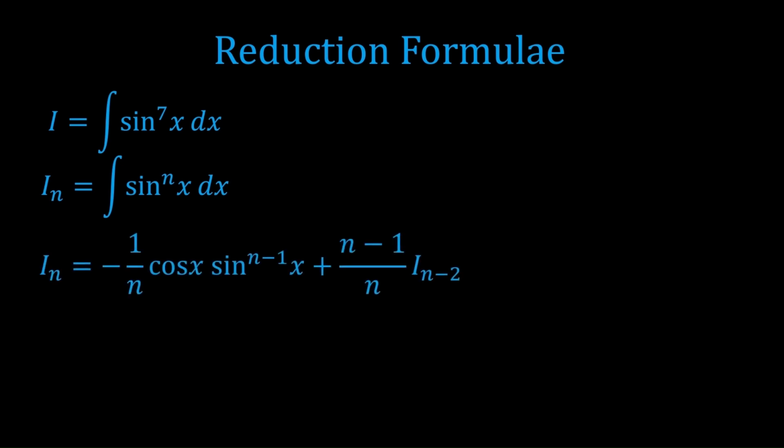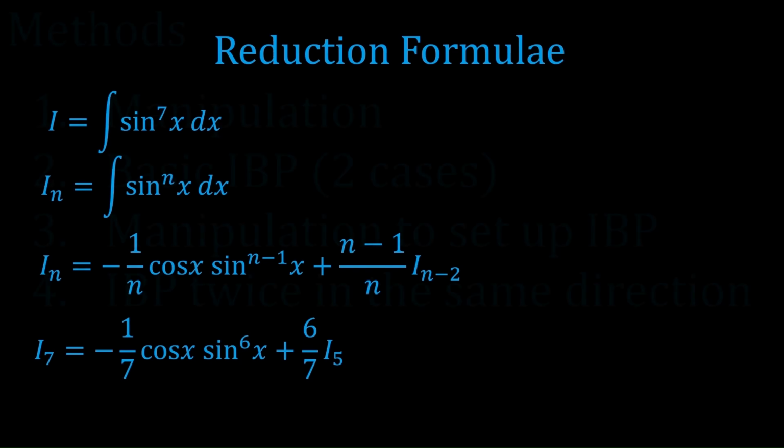This is a reduction formula. It's basically writing In in terms of a lower form of the integral. You would plug in n equals 7 to get it in terms of I5, then plug in n equals 5 to get it in terms of I3, and so on until it's easy to do. But this video is just about how to actually prove the reduction formulae.